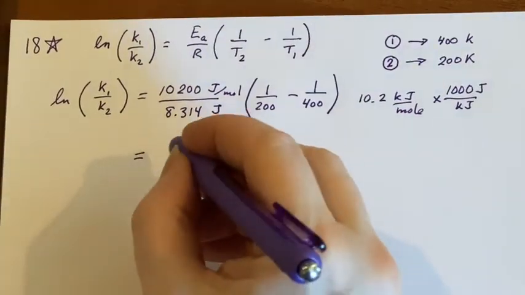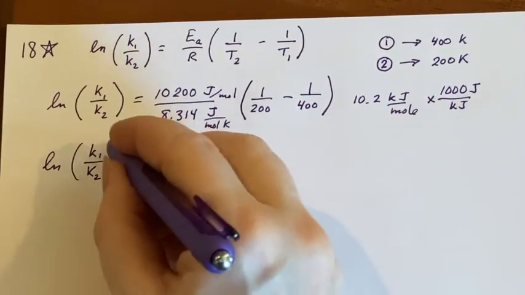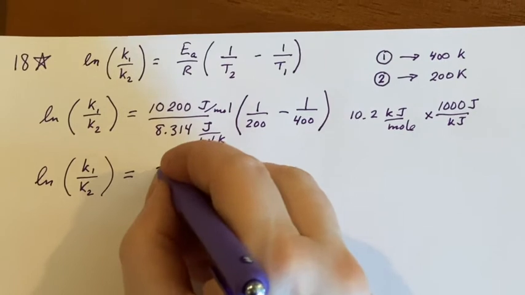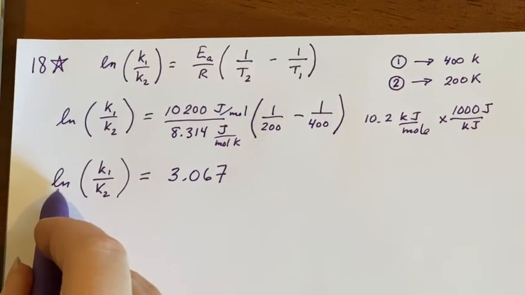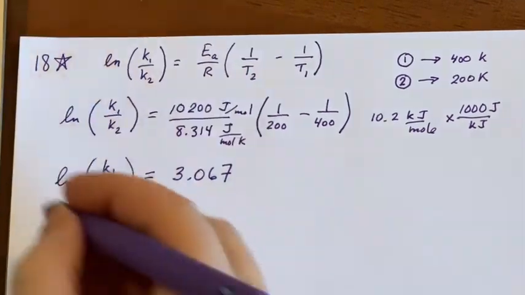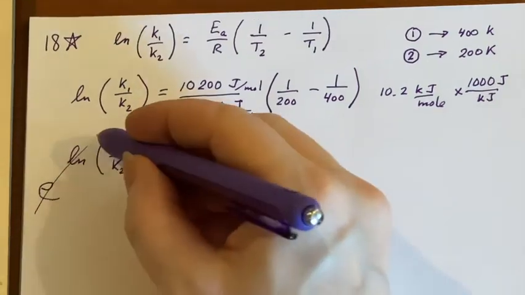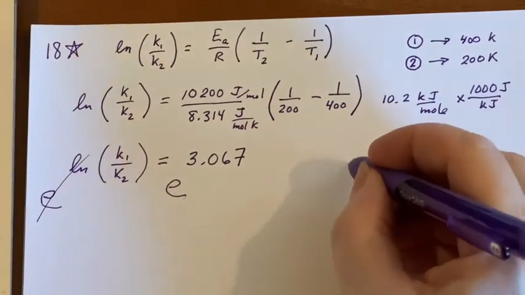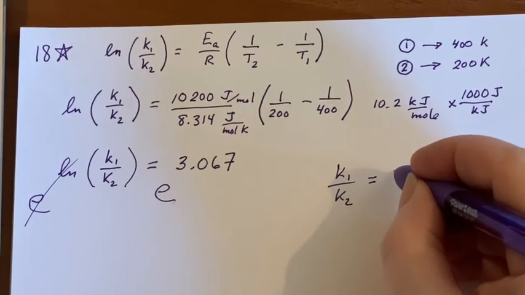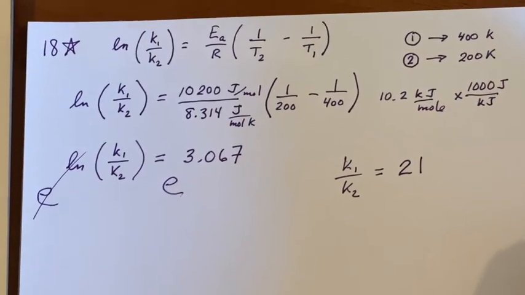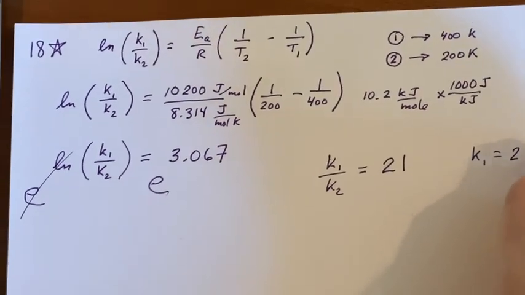When I get all done with that, I will find out that the natural log of the ratio is going to be 3.067. Undoing a logarithm means I need to use e. e raised to this equals e raised to that. That will just knock these out, and I'll have K1 over K2. And when I round this back to 2 sig figs, I'll get 21. So K1 is going to be 21 times K2.